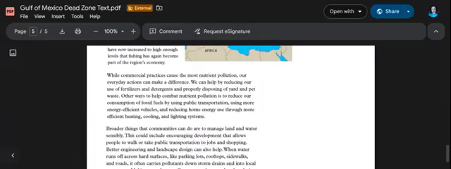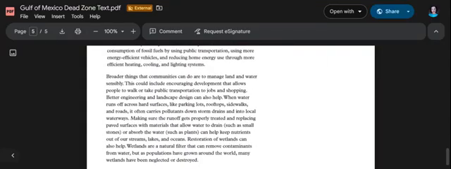While commercial practices cause the most nutrient pollution, our everyday activities can make a difference. We can help by reducing our use of fertilizers and detergents and properly disposing of yard and pet waste. Other ways to help combat nutrient pollution is to reduce our consumption of fossil fuels by using public transportation, using more energy efficient vehicles, and reducing home energy use through more efficient heating, cooling, and lighting systems.